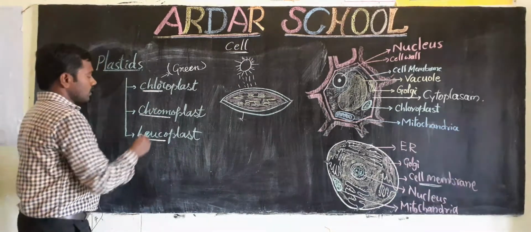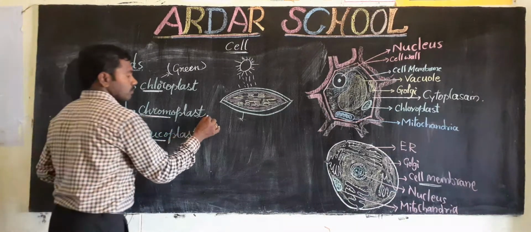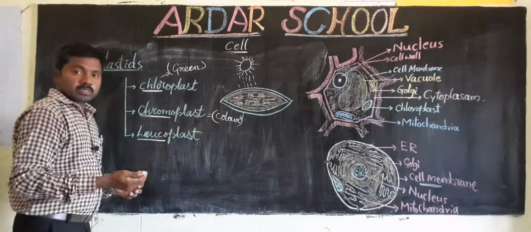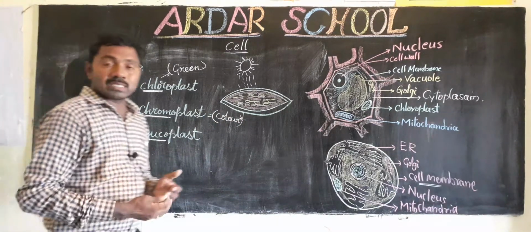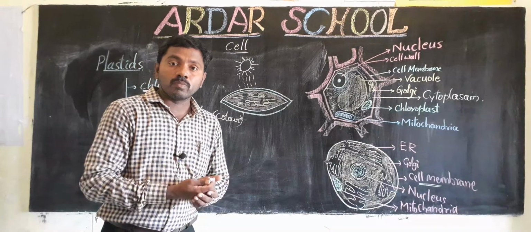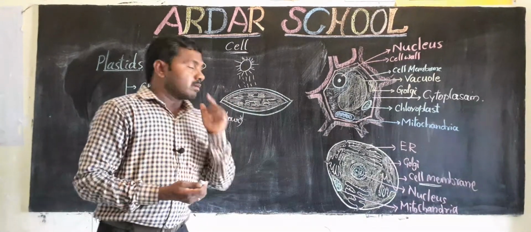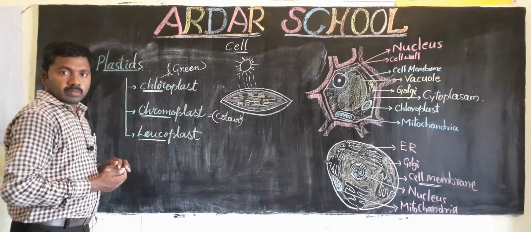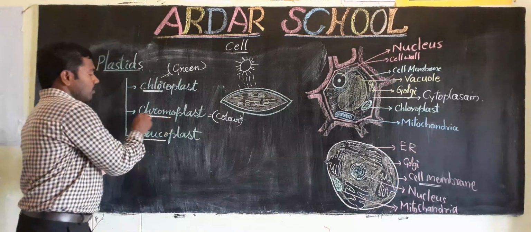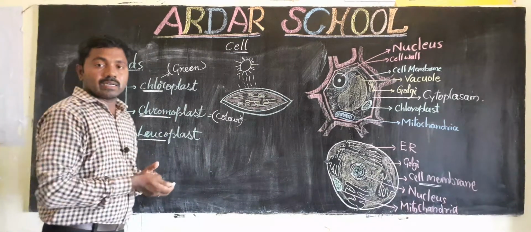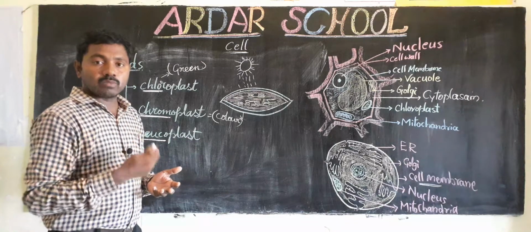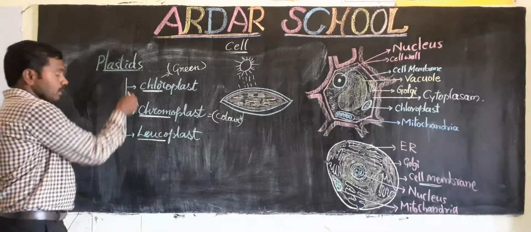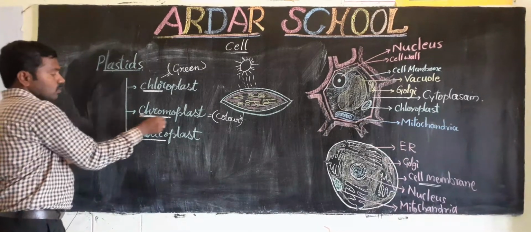Okay children, next one, chromoplast. Chromo means color. We can observe different flowers in different colors. How is it possible? That is due to the presence of plastids, here chromoplast. With the help of chromoplast they have different colors.